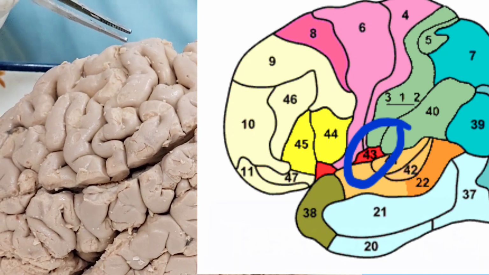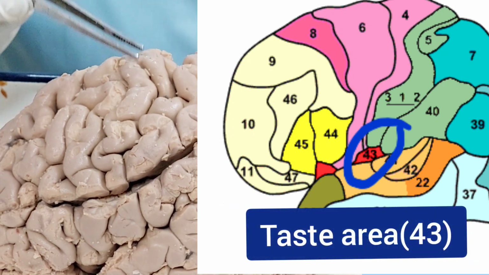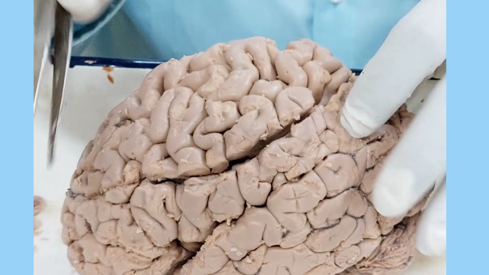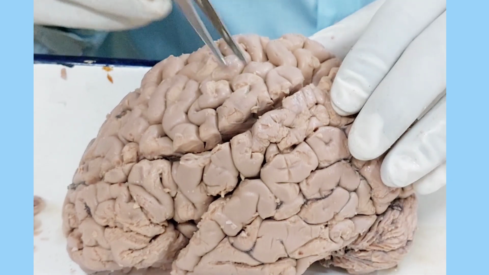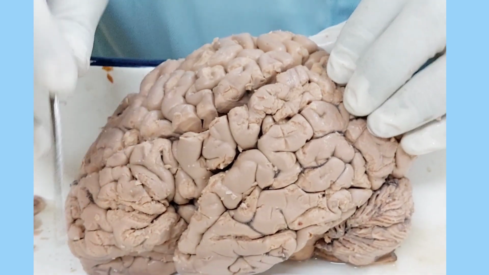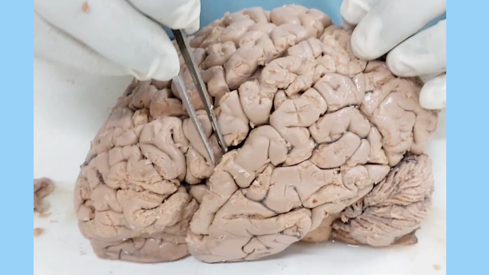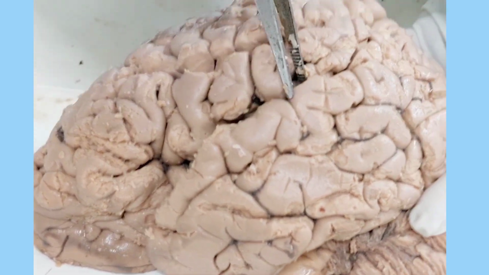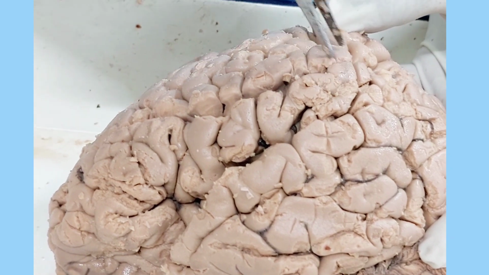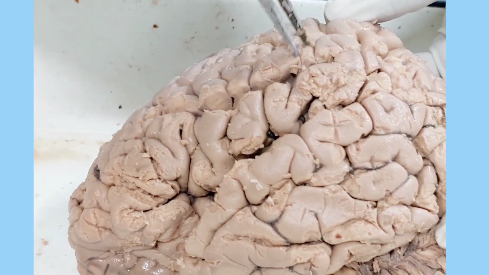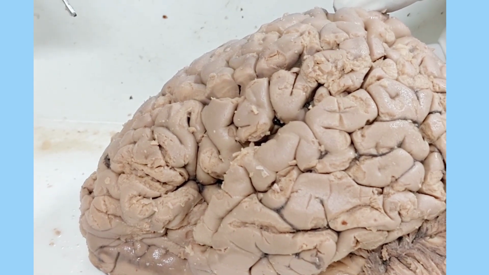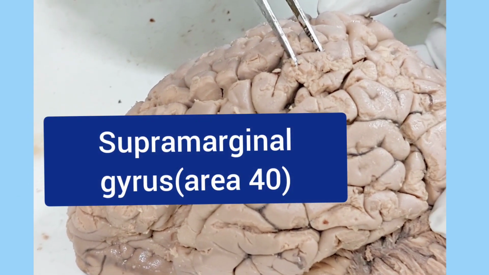Upper part is the area 3, 1, 2, that is the primary sensory area, and the lower part is the taste area, area 43. Then let's see other important areas. Here, the posterior end of the lateral sulcus comes to the parietal lobe, the inferior parietal lobule. Around this, the gyrus is called the supramarginal gyrus or area 40.